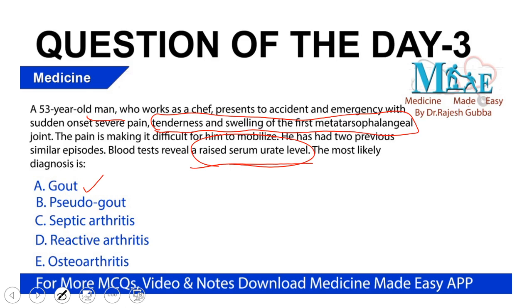And how are you ruling out the other options? In pseudogout, it is not the first metatarsophalangeal joint which is involved. There will not be raised urate levels. Septic arthritis, they will have fever. They will have an acutely inflamed joint, but they will not have raised urate levels. So your C is ruled out. Reactive arthritis, there should be a triad: asymmetrical polyarthritis, conjunctivitis, urethritis. So reactive arthritis is ruled out. In osteoarthritis, involvement of the first metatarsophalangeal joint is very unlikely. And in osteoarthritis, they will not have raised urate levels, right?